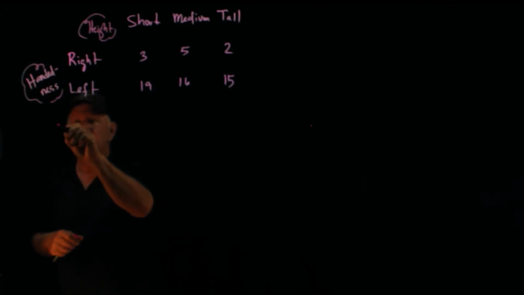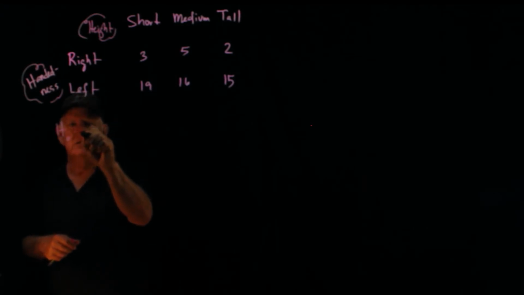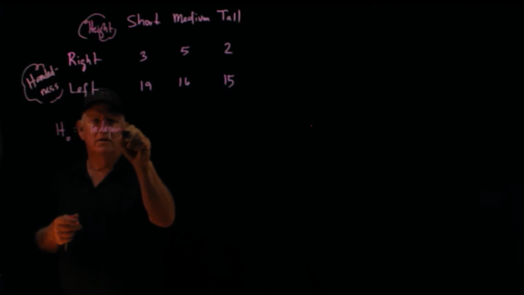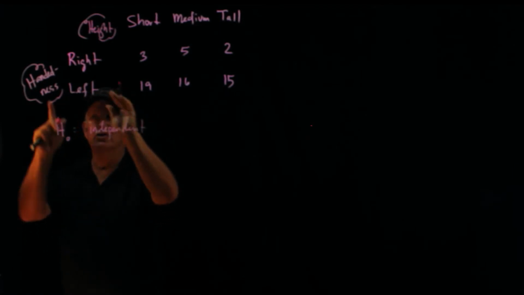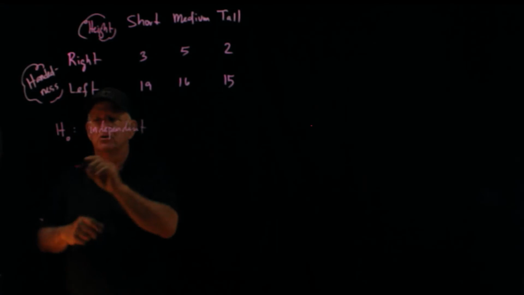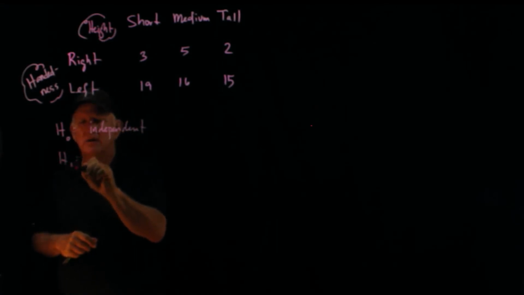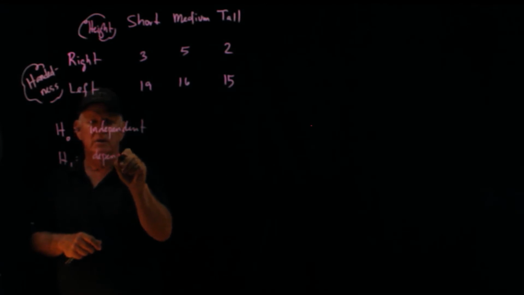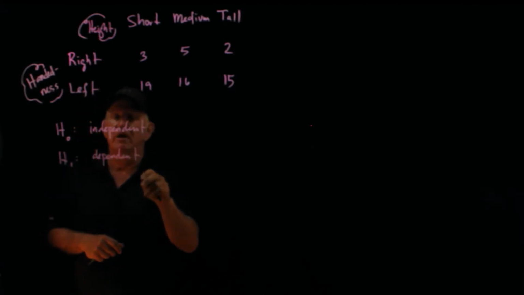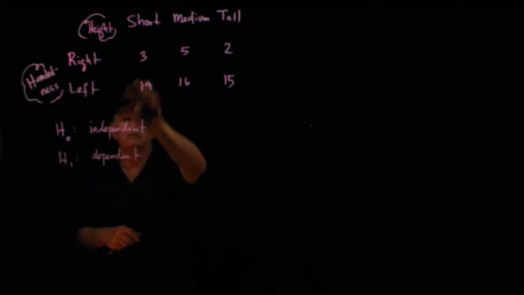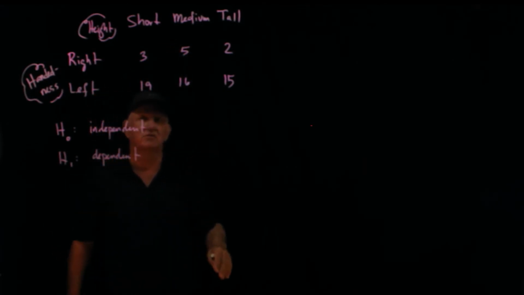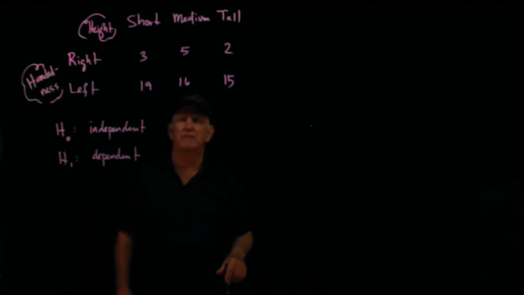The null hypothesis is always, I'm just going to say, independent, meaning there is no dependency between these two terms. And the alternate hypothesis is, of course, that it's dependent. So you ought to take your time and write that out and say handedness does not depend on height, or handedness does depend on height. That's what you'd say in this particular case.